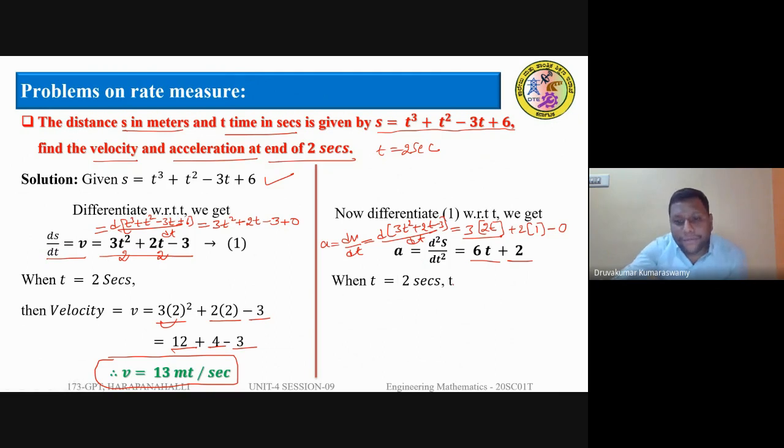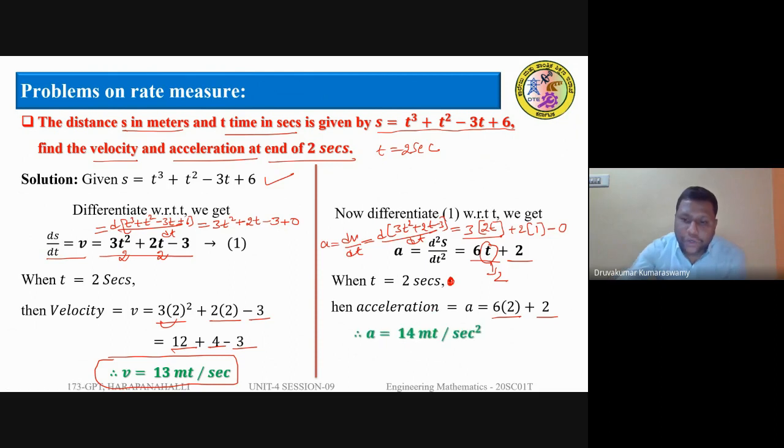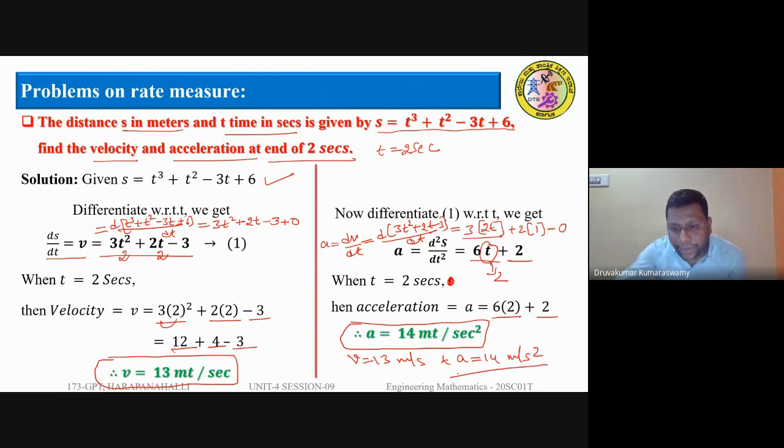Now we have to find acceleration when t is equal to 2 seconds. Here in acceleration, in the place of t, substitute 2. Therefore, acceleration a is equal to 6 into 2 plus 2. 6 into 2 is 12, so 12 plus 2, that is 14. And you know that SI unit of acceleration is meter per second square. So when t is equal to 2 seconds, velocity is equal to 13 meter per second and acceleration is equal to 14 meter per second square. That is how we have to find velocity and acceleration.